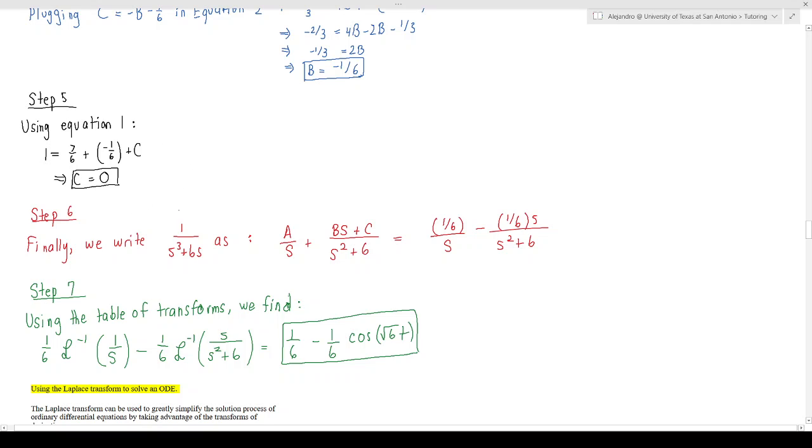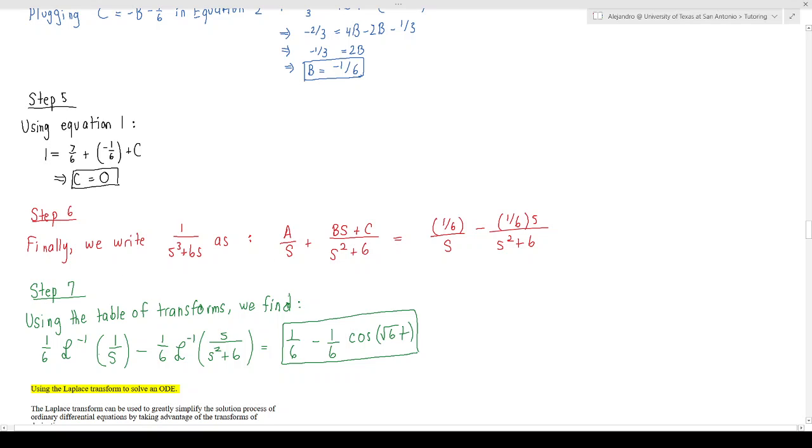All right, so now that we've solved for a, b, and c, we can rewrite our problem, 1 over s cubed plus 6s, as basically this form here, but we already know our a, b, and c. So we're going to plug in 1 over 6 for a. The b that we found is negative 1 over 6, so that's why we have this minus here. And the c is 0, so this is really plus 0, but we can just leave it alone there. And now we have something that looks familiar that we can use a table of transforms for, right?